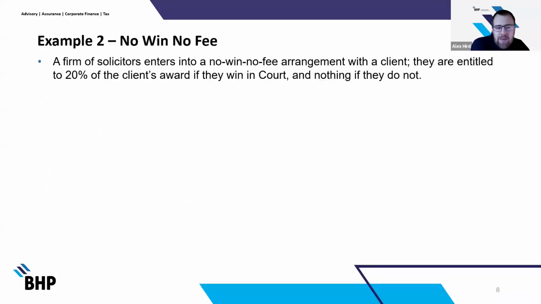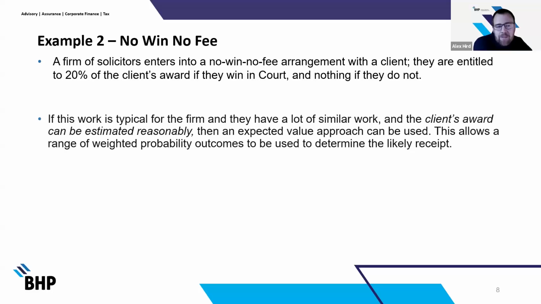So to see how this might manifest itself as a problem in practice, we've got a firm of solicitors who enter into a no-win, no-fee arrangement with the client, who can get 20% of the client's award if they win in court and nothing if they do not. So the entire consideration is variable. So how do we account for this?